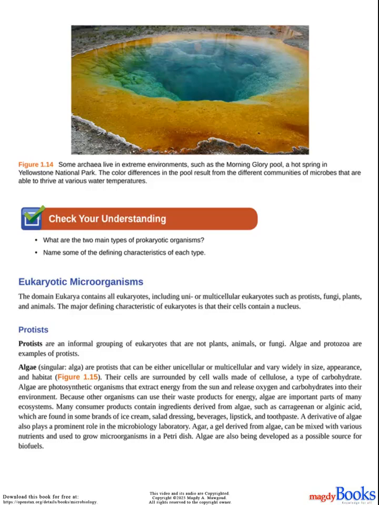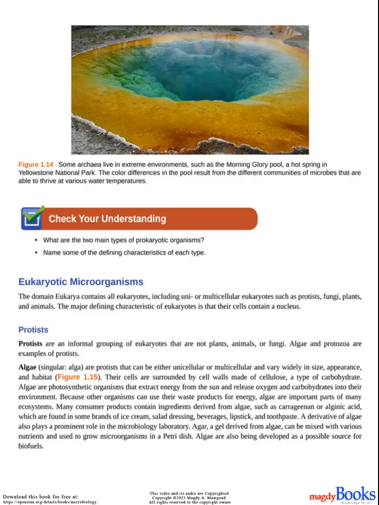1.3.2 Eukaryotic microorganisms. The domain Eukarya contains all eukaryotes, including uni- or multicellular eukaryotes such as protists, fungi, plants, and animals. The major defining characteristic of eukaryotes is that their cells contain a nucleus. A. Protists. Protists are an informal grouping of eukaryotes that are not plants, animals, or fungi. Algae and protozoa are examples of protists.